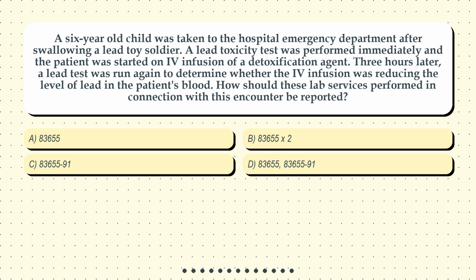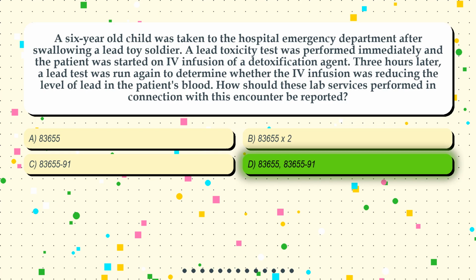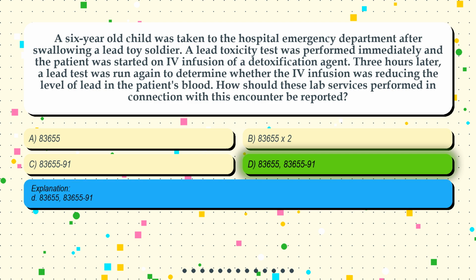Option A, 83655. Option B, 83655x2. Option C, 83655-91. Option D, 83655, 83655-91. The correct answer is option D, 83655, 83655-91.